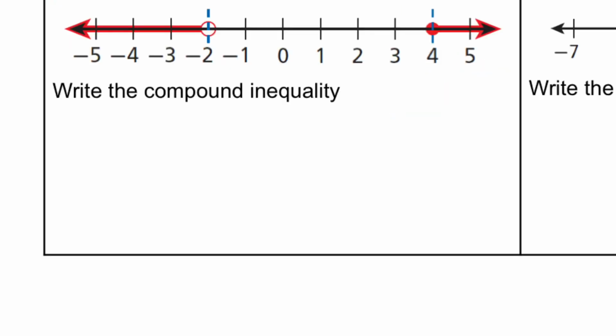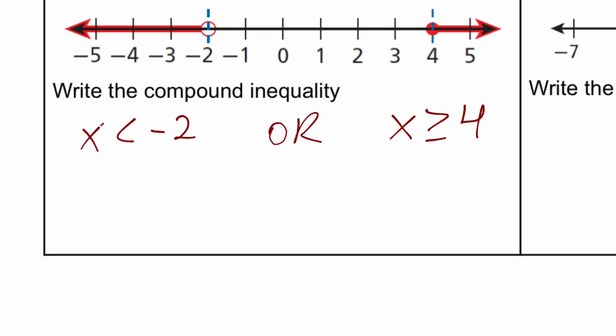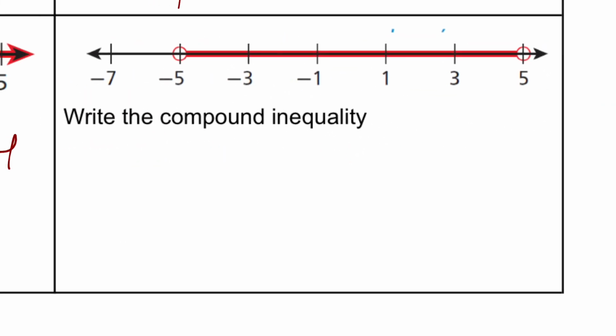To write these, I'm going to say that x is less than -2 or x is greater than or equal to 4. With this one, this is the intersection, so it's all of the numbers that are both bigger than -5 and less than 5.